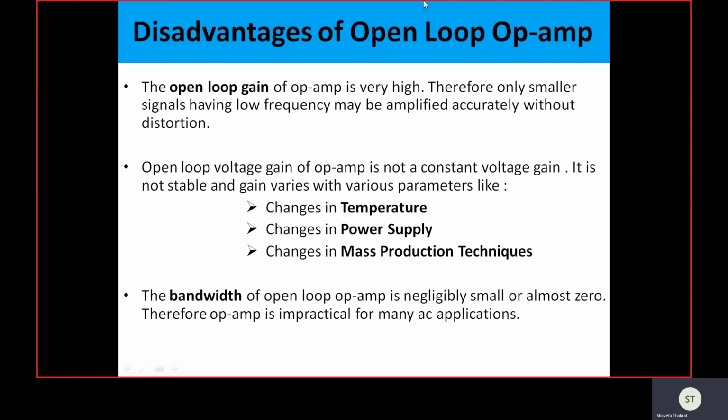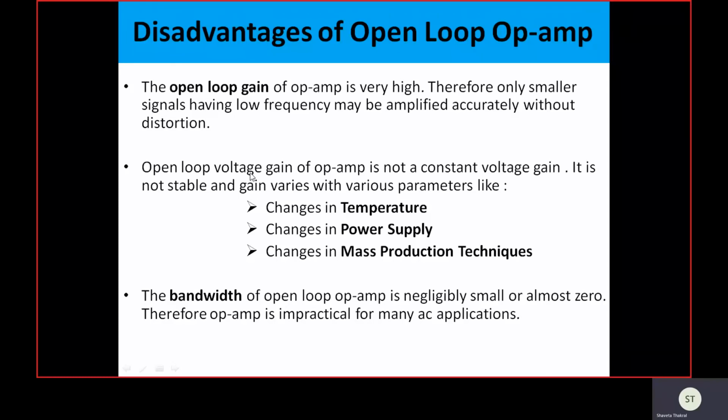And there are some disadvantages of the open loop operational amplifier. First of all, the open loop gain of the operational amplifier is very high, so that leads the system to saturation. Therefore, only small signals having low frequency may be amplified accurately without distortion. If we try to provide a large signal, then because the system goes into saturation for high voltage, obviously that leads to distortion.